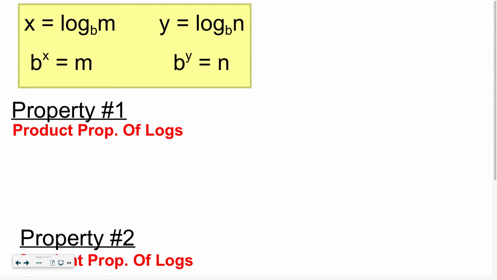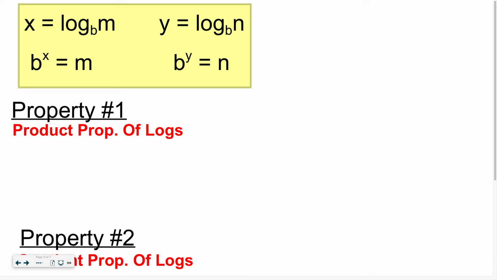So that thing Kaylee asked about on the quiz, it's just being able to place them in the correct spot. And then I need a second log with the same base, so I'm going to change the x and the m. I'm going to use y and n, and I'm going to say y equals log base b of n, some different value. And that would imply that b to the y is equal to n.